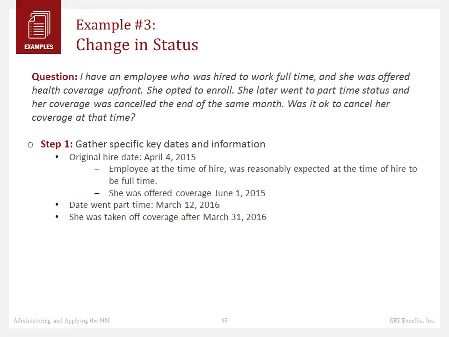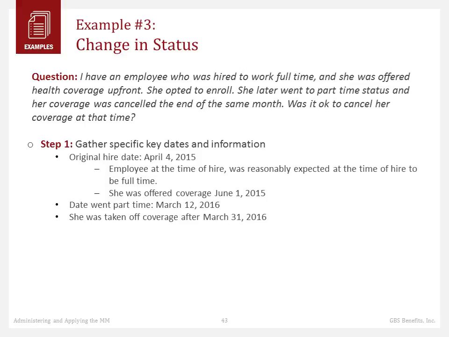Okay. Example 3. I have an employee who was hired to work full-time and she was offered health coverage up front. She opted to enroll. She later went part-time status and her coverage was canceled at the end of the same month. Was it okay to cancel her coverage at that time? As indicated on the slide, this is a change in status question.